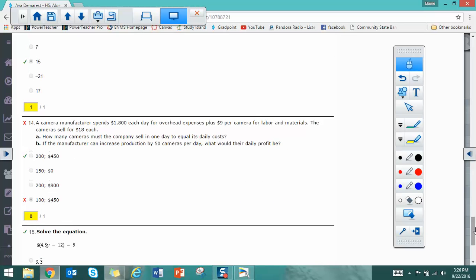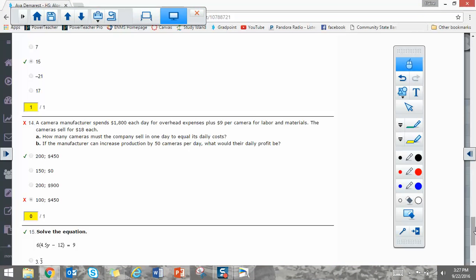Okay, it looks like the last one to correct is number 14. A camera manufacturer spends $1,800 each day for overhead expenses plus $9 per camera for labor and materials. The cameras sell for $18 each. The first question is, how many cameras must the company sell in one day to equal its daily costs? And then the second question, if the manufacturer can increase production by 50 cameras per day, what would their daily profit be?